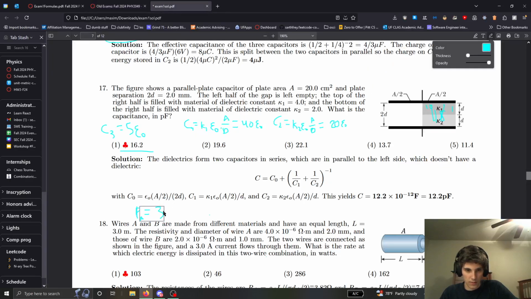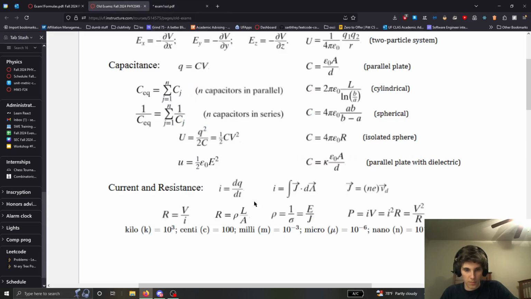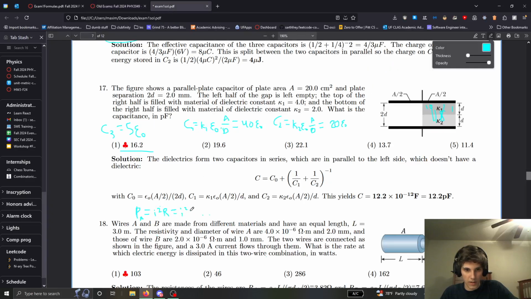So I squared R. Now what is R? R is many things, but among them, this rho L over A. So rho L over A. I know we're given length, we're given rho, we're given what have you. And one thing to note, I don't know why they always do this, it's the diameter.